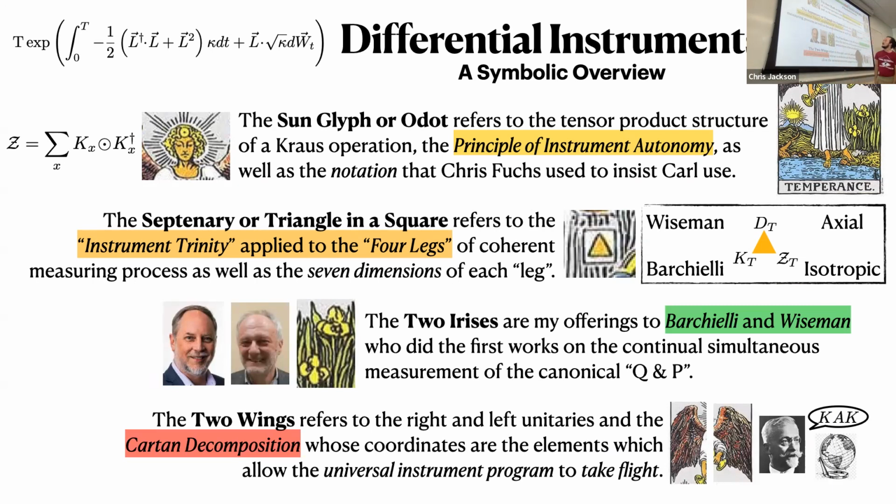Then there's this thing in the middle. It's called the septenary. I'm not a theologist, but this is a symbol from them. It's a triangle and a square. It's got 7 corners. And so I think of it as applying the instrument trinity to the 4 legs. Triangle on the square, but also it's got 7 corners. And so all of the 4 legs are these 7-dimensional manifolds.